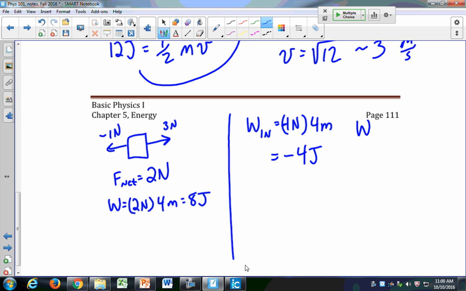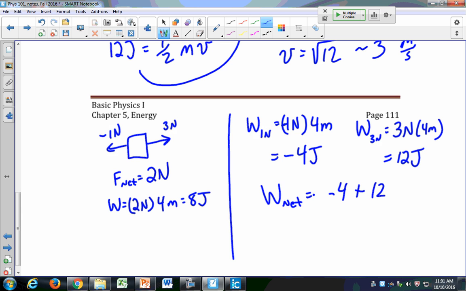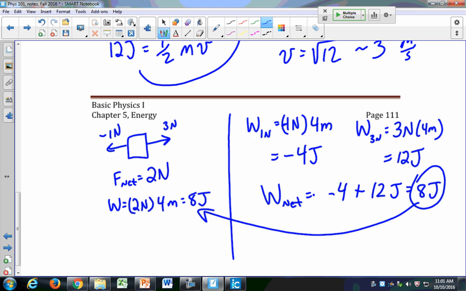And then the work done by the 3 Newton force is 3 newtons times 4 meters. And that's equal to 12 joules. And then to do the net work, it would equal negative 4 plus 12 joules, which is 8 joules, which is the same as what we got over here.